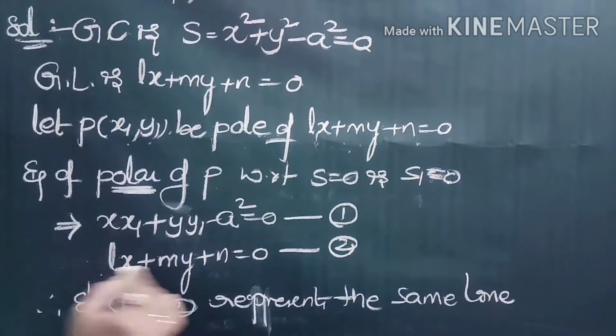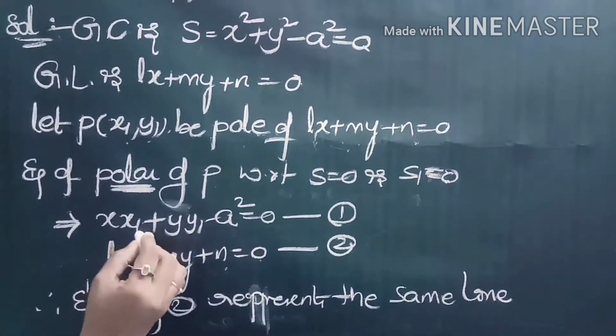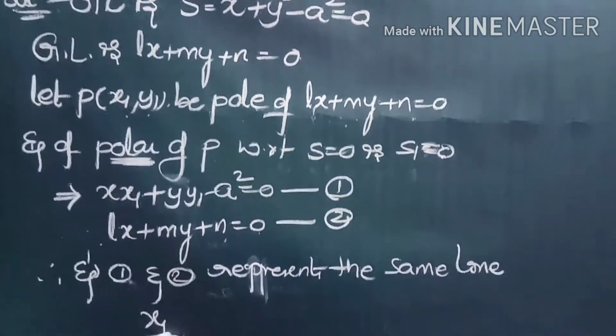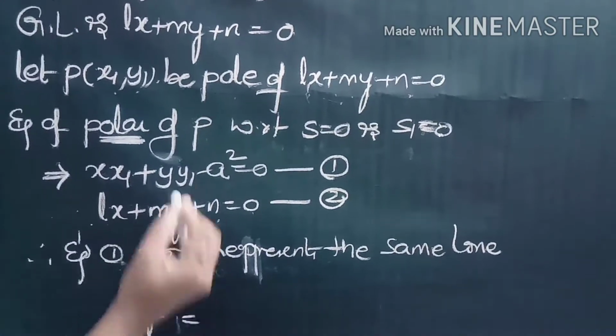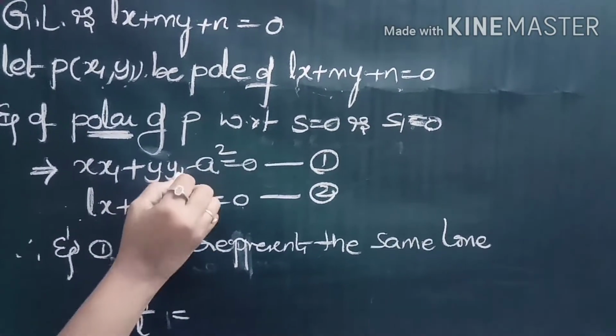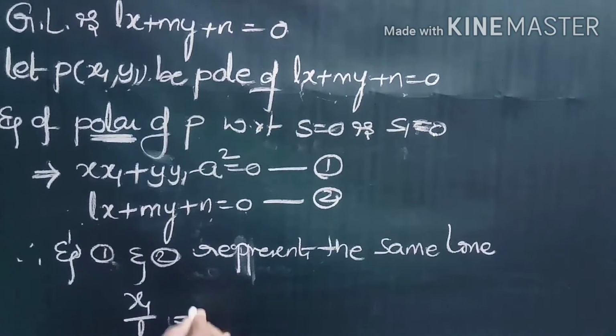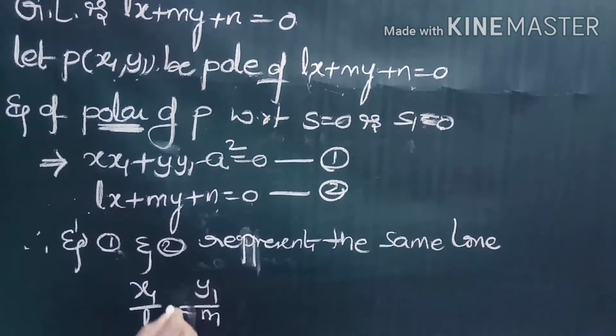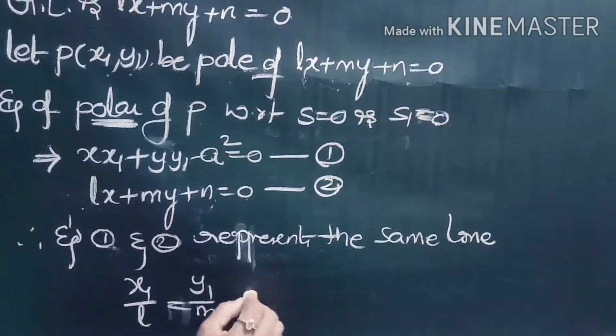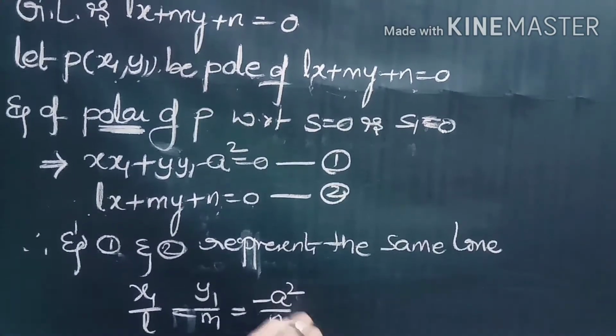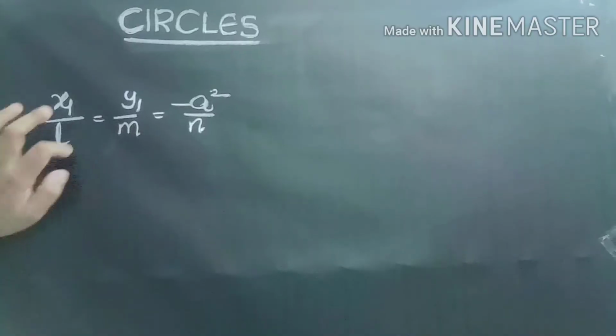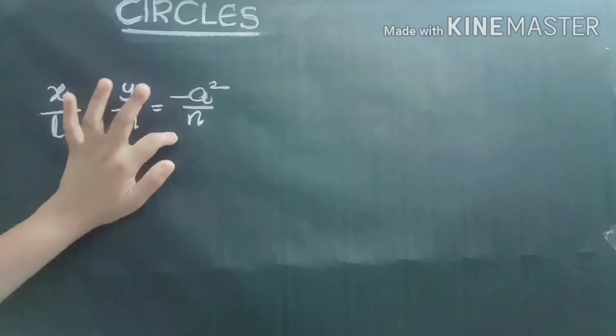So we are applying that concept to both of these equations, that is x coefficient by x coefficient: x1 by L equals y coefficient by y coefficient. The y coefficient is y1 here, the y coefficient is M here. y1 by M equals constant by constant, that is -a² by N. So x1 by L = y1 by M = -a² by N.